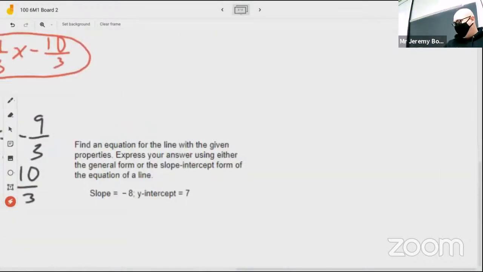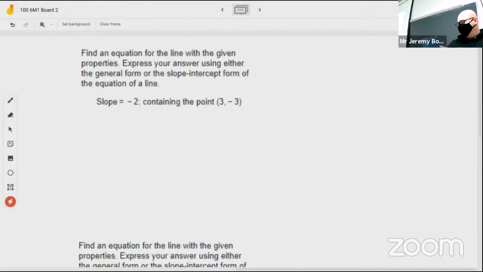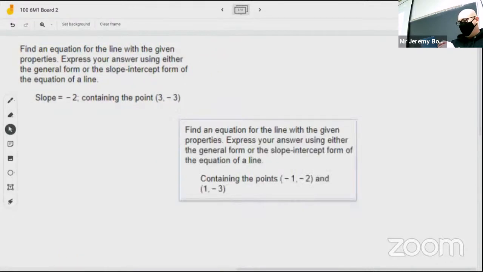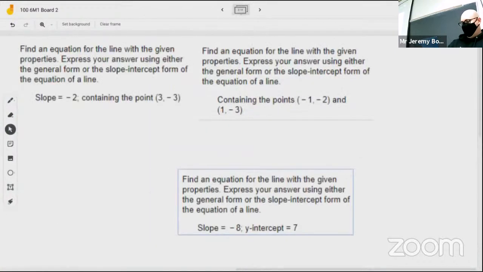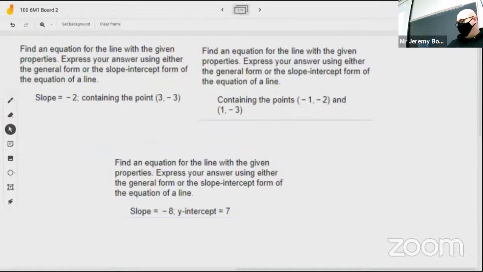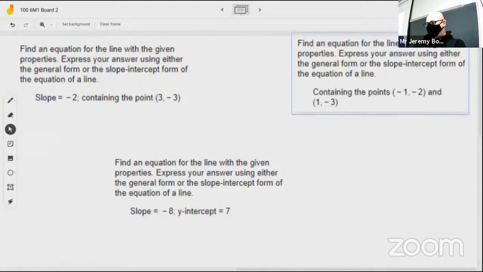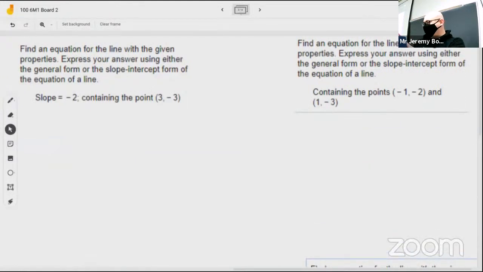All right. What are we doing here? So here we're finding equations of lines with different properties. Oh, this is not bad. In the first one, they're giving you the slope and a point. The second one, they're giving you 2 points. And the third one, they're giving you the slope and the y-intercept. Let's talk about that first one. They give us the slope and a point, so we can just go straight into point slope form.